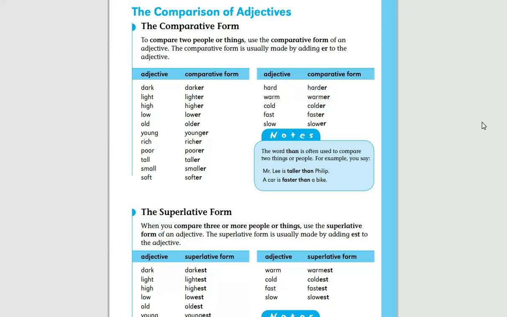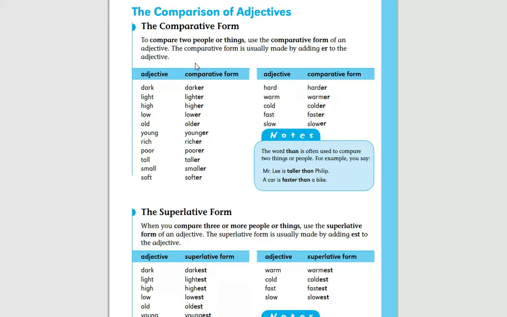Learn about adjective, comparative, and superlative. Okay, the first one, the comparative form. The comparative form is meant to compare two people or things. Use the comparative form of an adjective. The comparative form is usually made by adding er to the adjective.